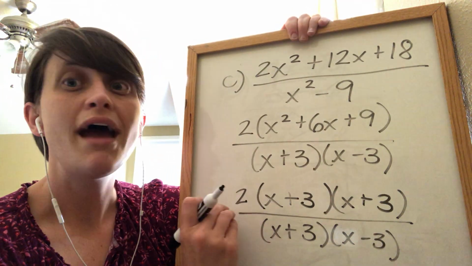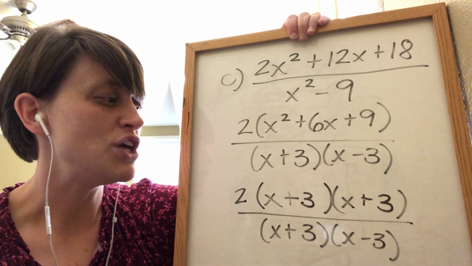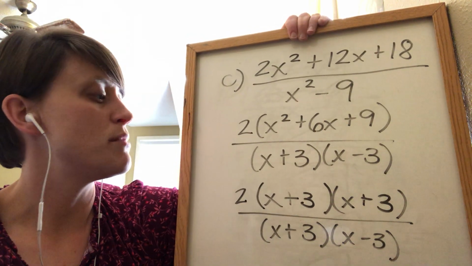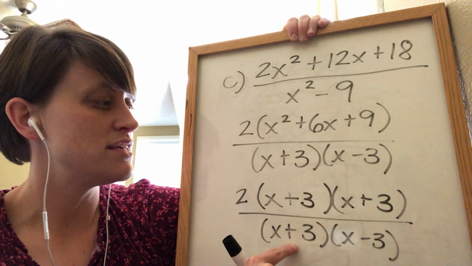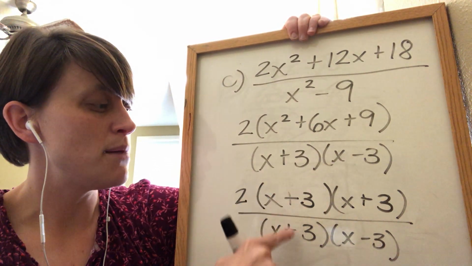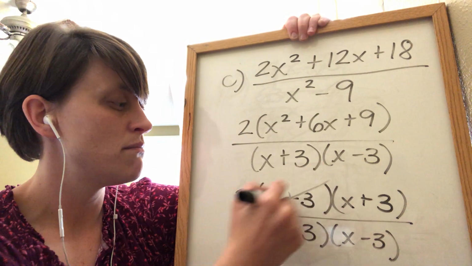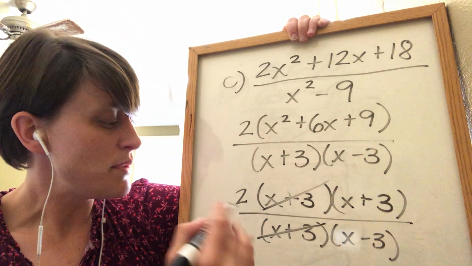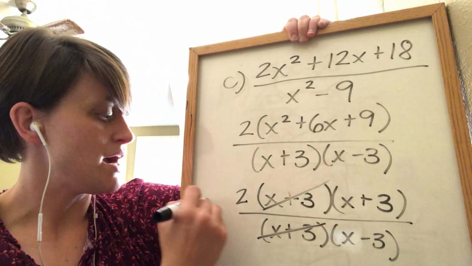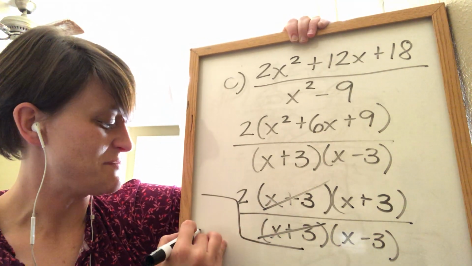All right, so now everything's all factored out. Everything's out in the open. We can see if there are any common factors. And we can see this one has 2 factors of x plus 3. This one has 1. So we can pair up one pair of them, and they can go. So now we write what we're left with, and that's going to be our simplified expression.